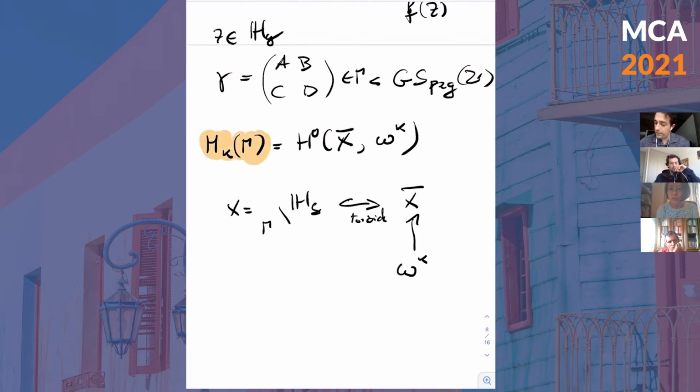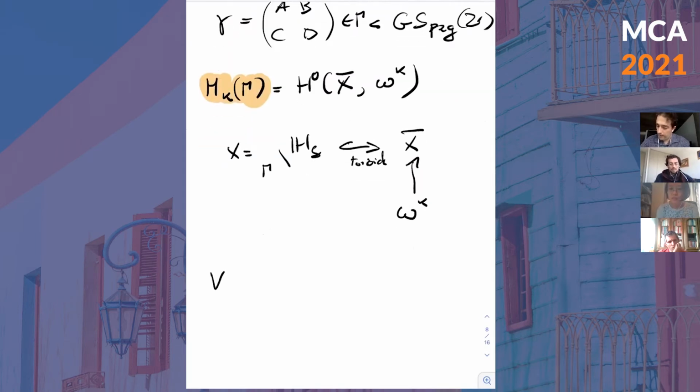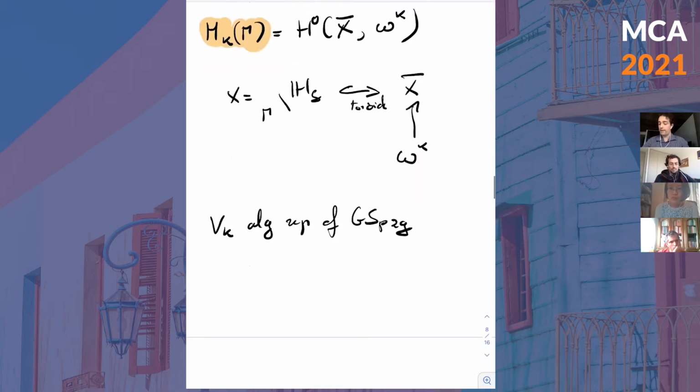There is a second object. Now I start with V_k, an algebraic representation of, in this case, GSp_2g. And I can construct the étale cohomology V_k, a local system.